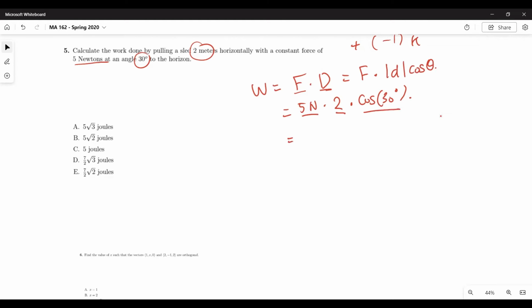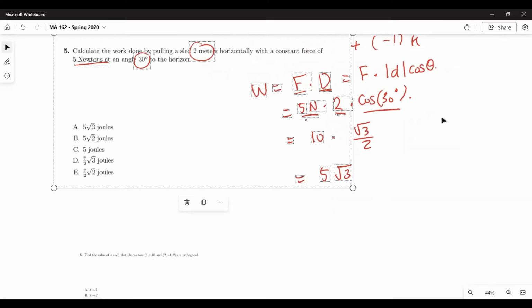So if you do that, 5 times 2 is 10, and cosine 30 is square root of 3 over 2. So this just becomes 5 square root of 3. So the answer is A.